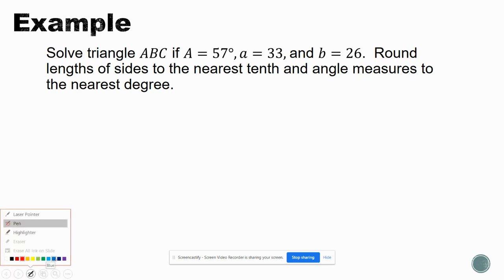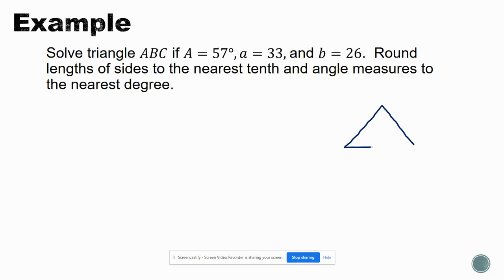So if we are dealing with a triangle, I'm just going to randomly draw a triangle ABC and label it. Okay, this is A, this is B, this is C. Given that, I know that this is a 57-degree angle. The side A is across from it, so that's 33. The side B is across from angle B, so that's 26.